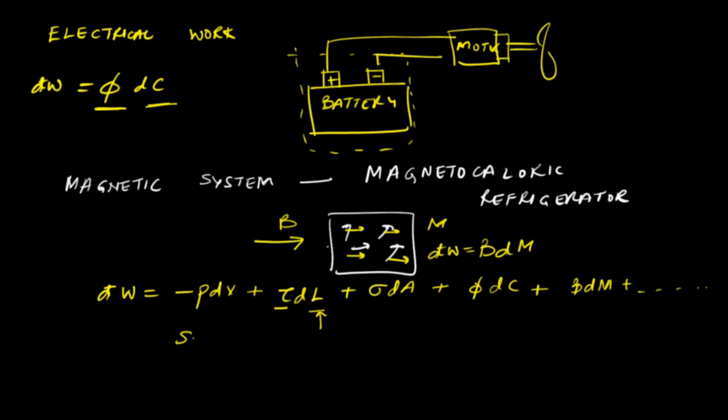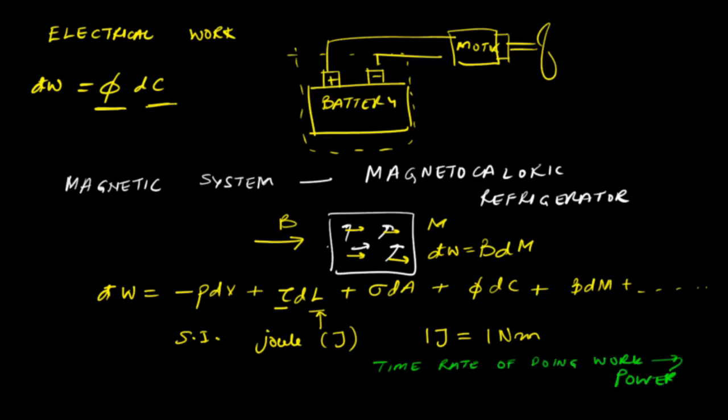Now, irrespective of the form of the work, the unit of work remains the same. And you all know that the SI unit of work is the joule, which we will denote by capital J. So 1 joule is equal to 1 Newton meter. And the time rate of doing work is called power, and the unit of power is the watt, denoted by capital W. So 1 watt is equal to 1 joule per second.